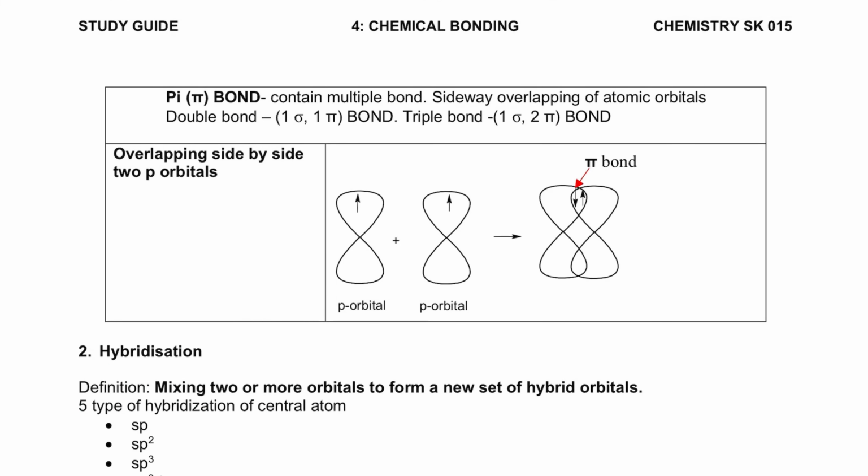Next, we look at overlapping for the pi bond. A pi bond is found in multiple bonds. It is sideways overlapping of atomic orbitals. A double bond consists of 1 sigma bond and 1 pi bond. A triple bond consists of 1 sigma and 2 pi bonds. So it is overlapping side by side of 2 p orbitals.